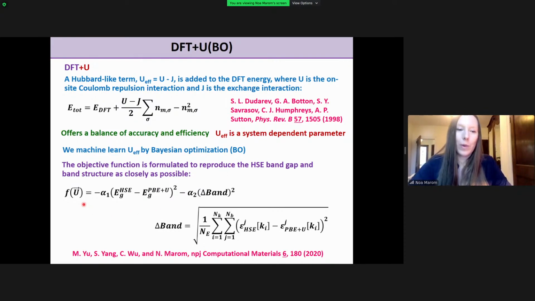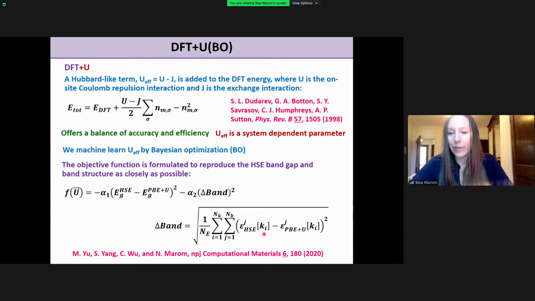In order to perform Bayesian optimization, we have to define the objective function that's being optimized. And we define an objective function that is meant to reproduce the HSE band structure and band gap as closely as possible with PBE plus U. So it has two terms. One term is just the difference between the band gaps, and the other term is what we call delta band. And this is the qualitative features of the band structures.